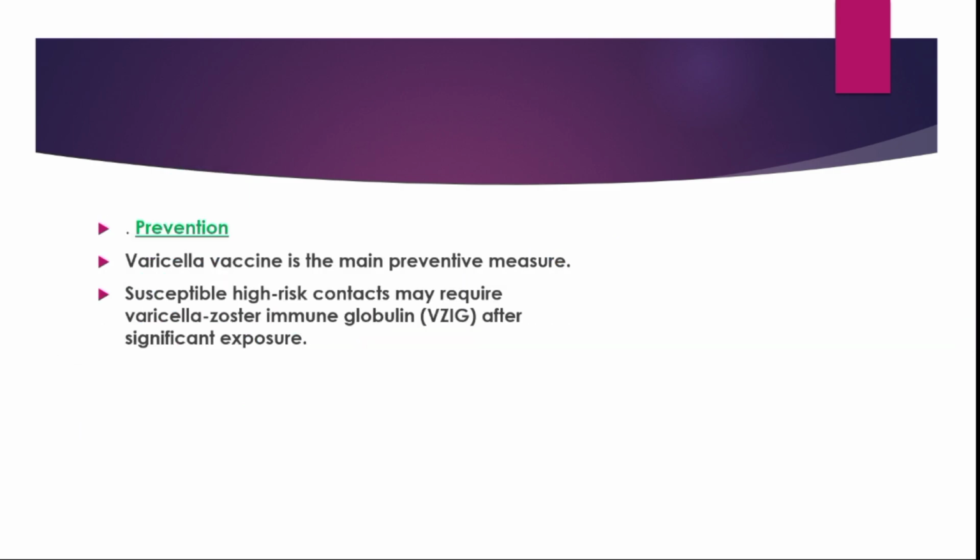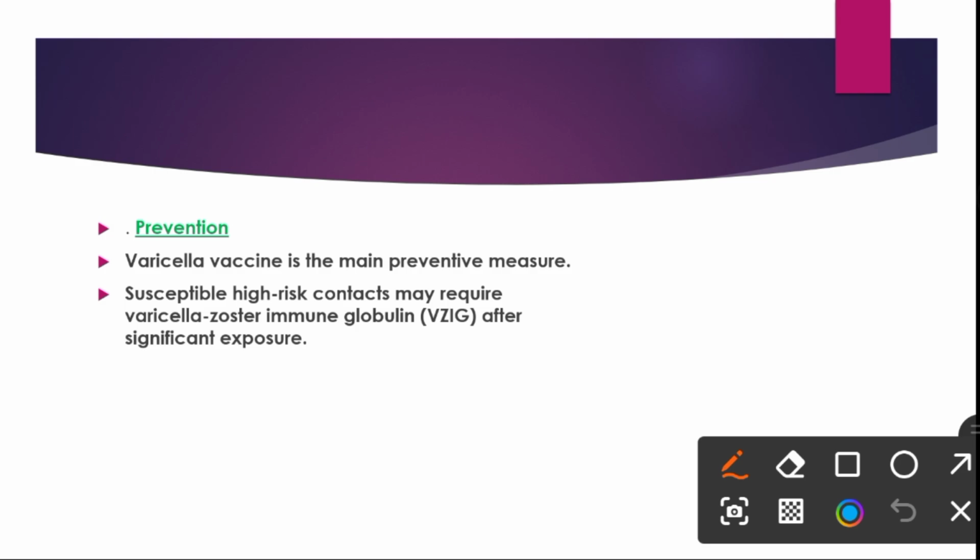And at last, we will talk about the prevention of chickenpox, that is, how chickenpox is prevented. We can give the patient the varicella vaccine before the occurrence of disease, but for a patient who has had significant exposure or contact with a high-risk patient, we give the patient varicella zoster immunoglobulin.